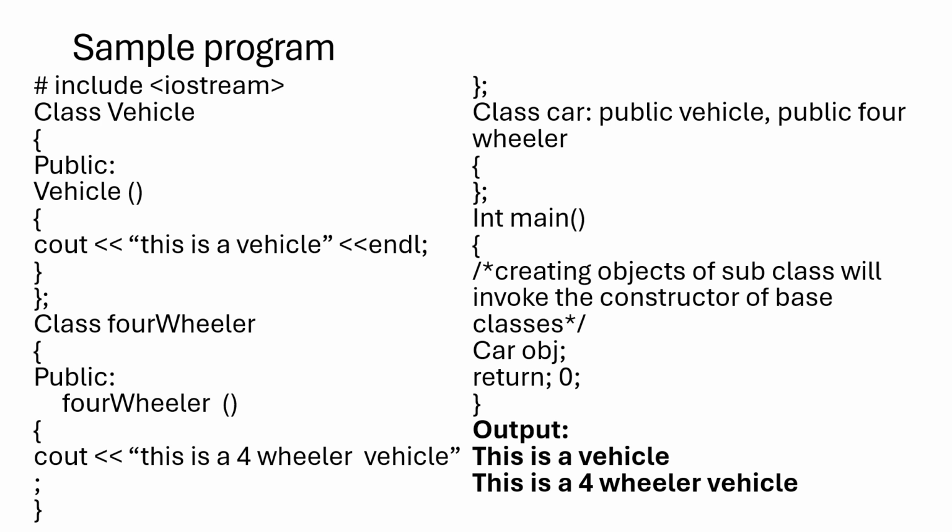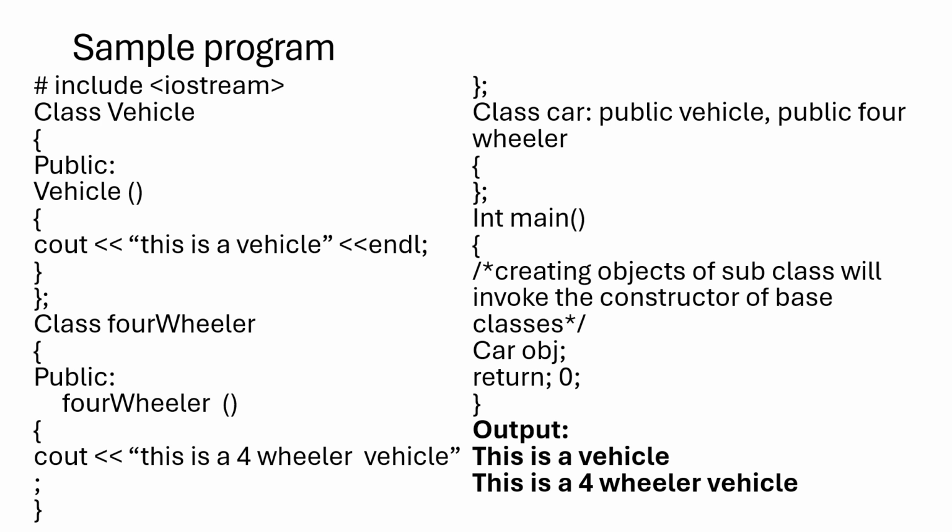The sample program for this inheritance: suppose we have a class vehicle, with a simple public statement. This is one base class, and another base class is class four-wheeler. In the first base class we just print "this is a vehicle", and in the other we print "this is a four-wheeler vehicle".